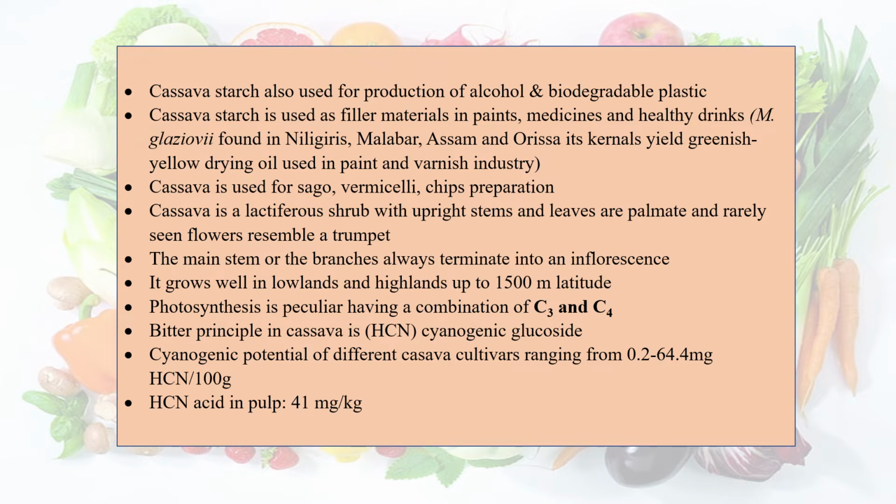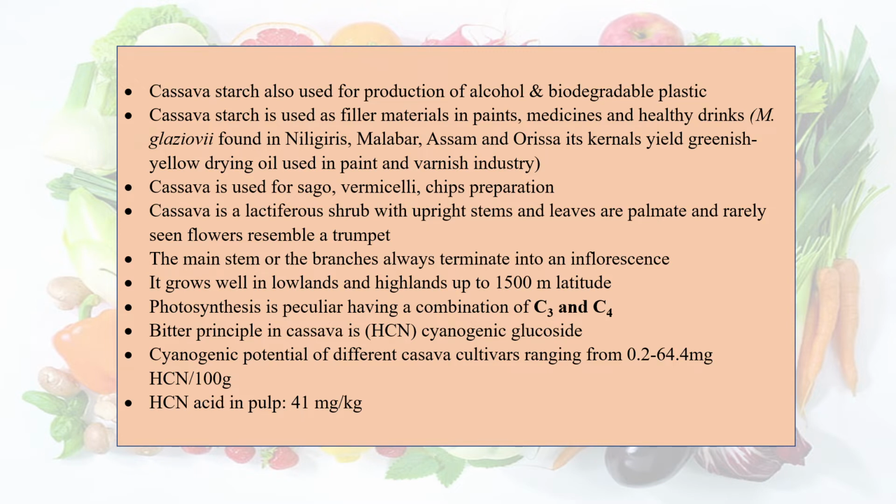Manihot glaziovii is found in Nilgiris, Malabar, Assam, Orissa. Its kernel yields greenish yellow drying oil used in paint and varnish industries. This Manihot glaziovii is one of the species of cassava.